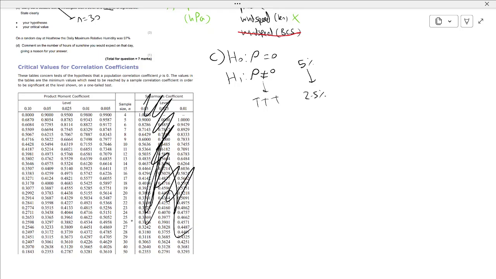We look for n equals 30. The table does go a bit further down, but I just screenshot the top half. And we look for 2.5%, which is here. And where do they intersect? Here, 0.3610. Okay, so the critical value would be a correlation coefficient of 0.3610.